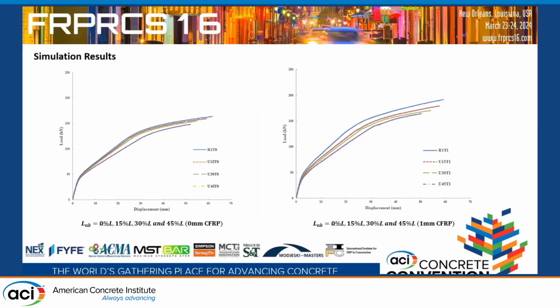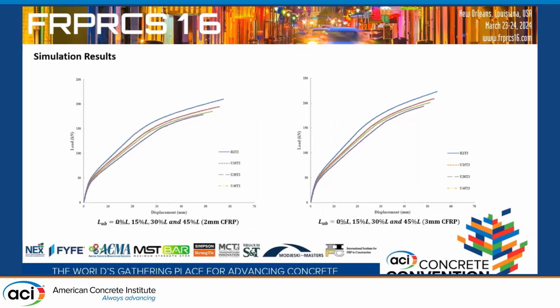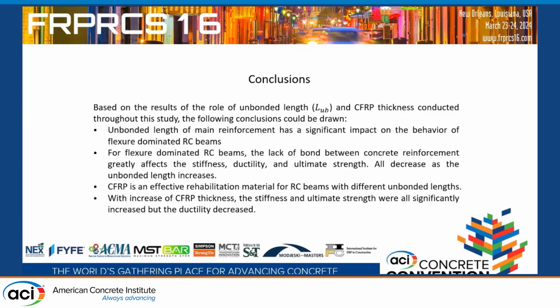And the next chart is the same CFRP thickness but with different unbonded lines. From this chart, we can see that with the increase of unbonded lines, the ductility decreases and the strength of the beam also decreases. It is also the same with the 1 millimeter, 2 millimeter, and 3 millimeter CFRP thickness.